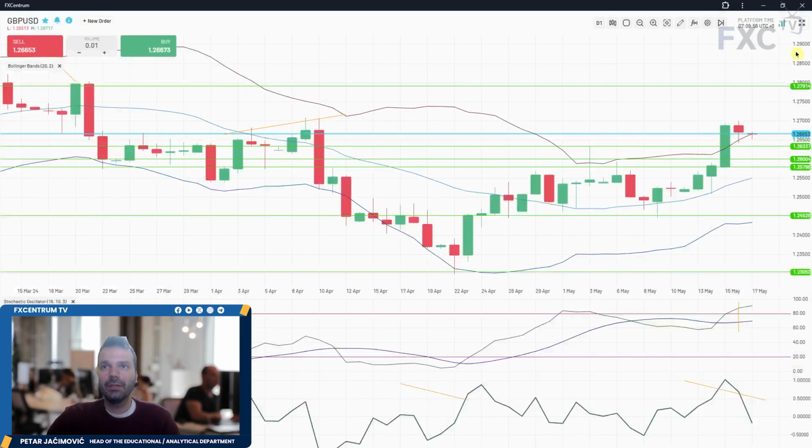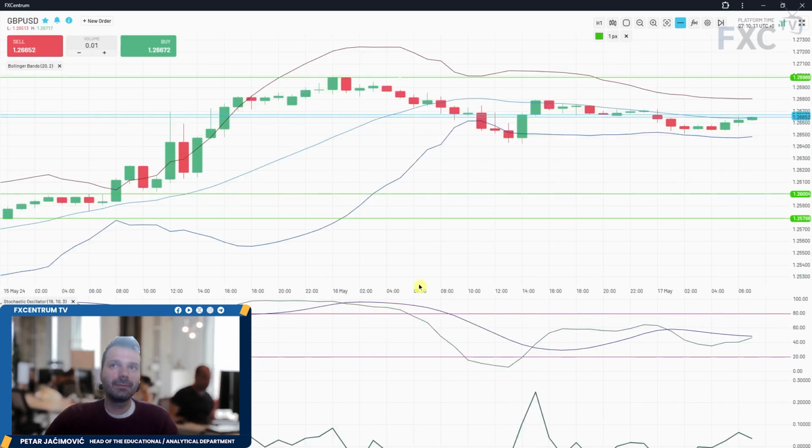Next one is pound dollar. So after the breakout 2 days ago above the upper Bollinger Band, there was no follow through. We had a rate of change flip to the downside. So we had quite a down day, but market closed in the middle of the range.